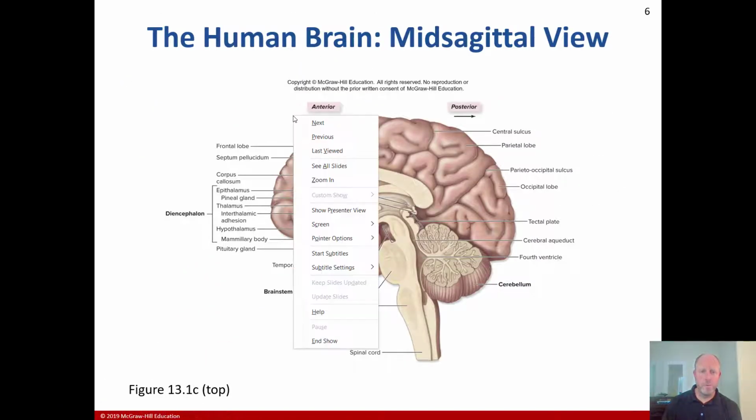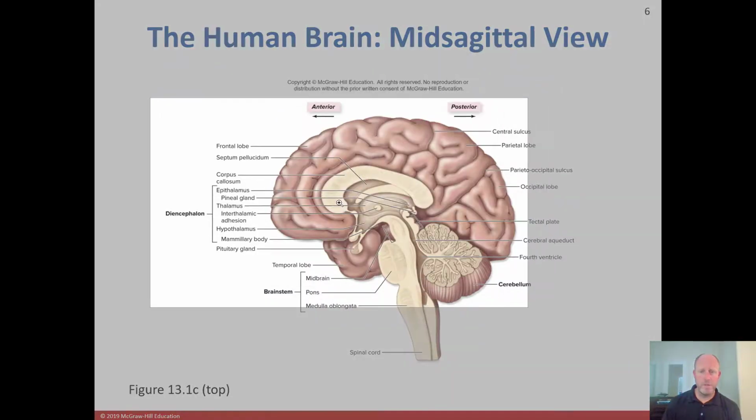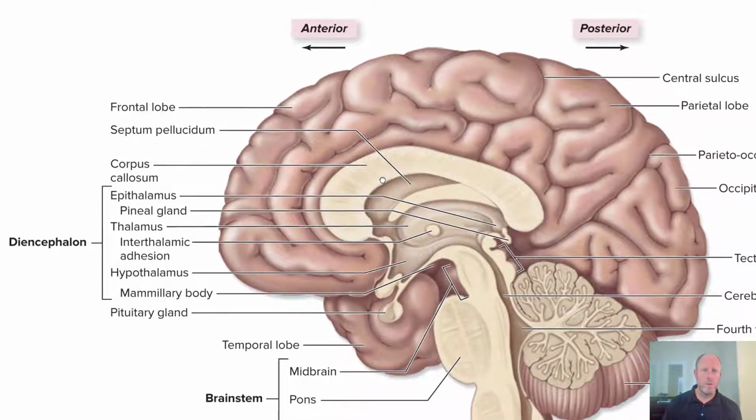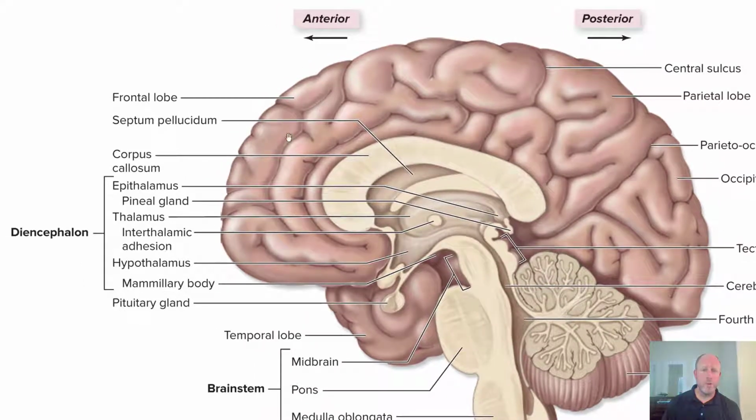And then from our mid-sagittal view, you have to go over these as many times as you need to until you get them, and we'll have worksheets for them as well. Here we have, again, the anterior portion of the mid-sagittal view, the cut right down the middle. We have our frontal lobe, our septum pellucidum, our corpus callosum here, and then part of our diencephalon. We have the epithalamus right in here, and then the pineal gland, and we have our thalamus, our intrathalamic adhesion, okay? We have our hypothalamus, our mammillary body.